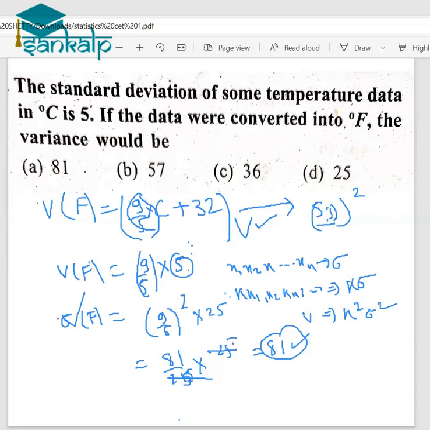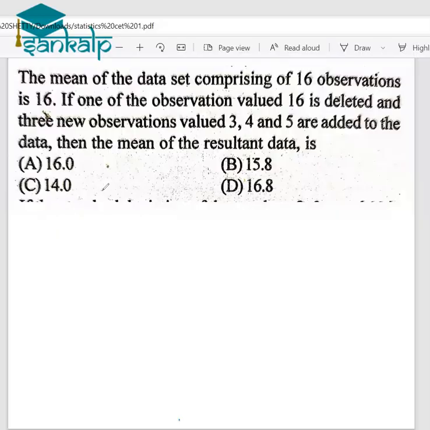Next question. 17th question. The mean of the data set comprising 16 observations is 16. If one of the observations, valued 16, is deleted and 3 new observations valued 3, 4 and 5 are added to the data, then the mean of the resultant data is. Options are 16, 15.8, 14 and 16.8.